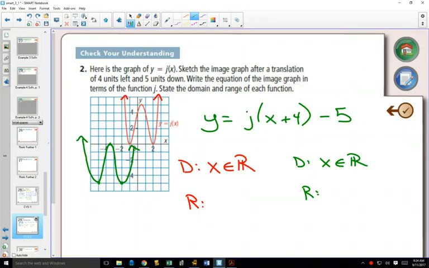The range of our original one, its smallest value for the y values is 0, and then it goes up forever. So we can write that as y is greater than or equal to 0. Then when it's been moved down 5, now our smallest value is negative 5. So we can write y is greater than or equal to negative 5. So both of those domains and ranges are in set notation.